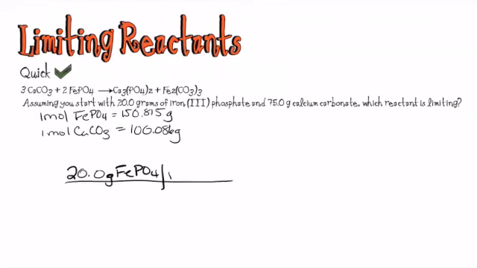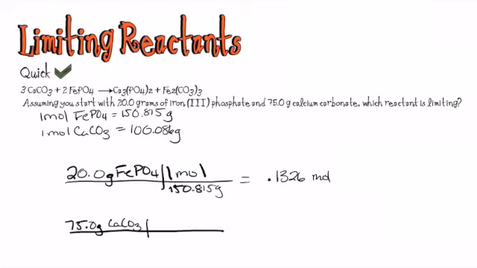We need to get to moles, so we're dividing by our molar mass. So we get 0.1326 moles. We have 75 grams of calcium carbonate. We'll do the same thing, divide by the molar mass of calcium carbonate. So we have 0.79355. Now we're dividing by our balance numbers.